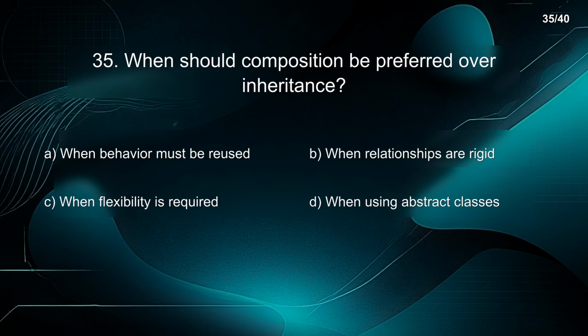35th question. When should composition be preferred over inheritance? A. When behavior must be reused. B. When relationships are rigid. C. When flexibility is required. D. When using abstract classes. Correct answer is C. When flexibility is required.